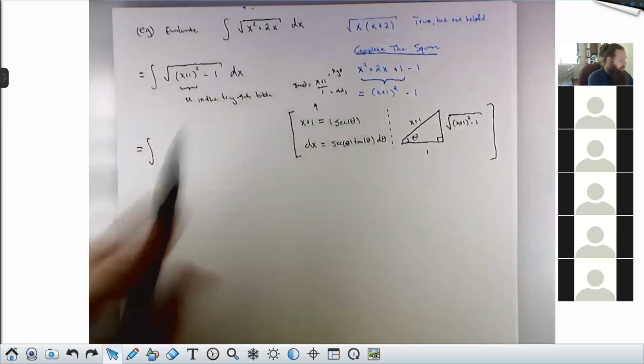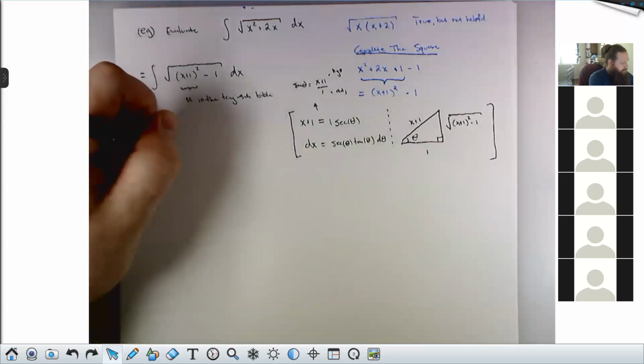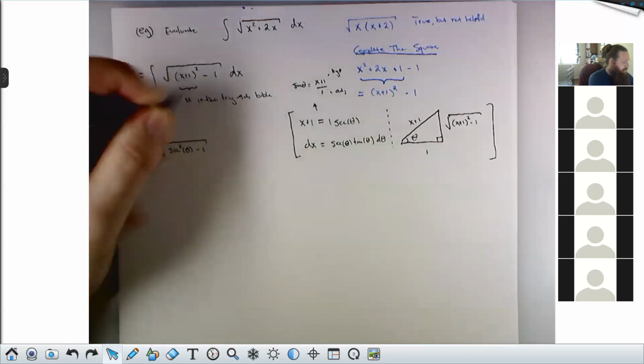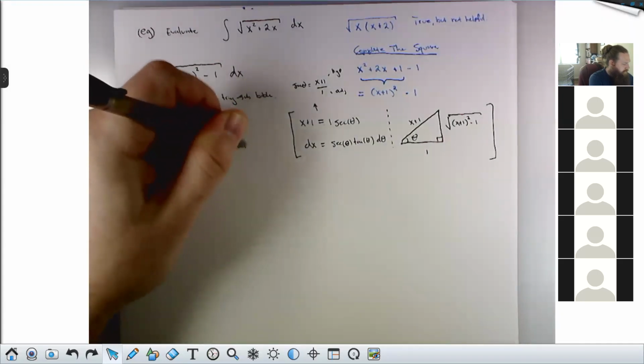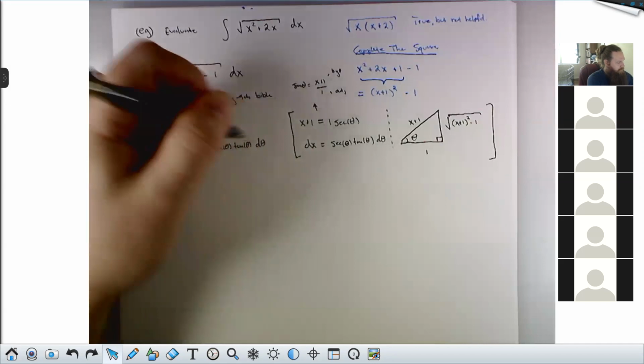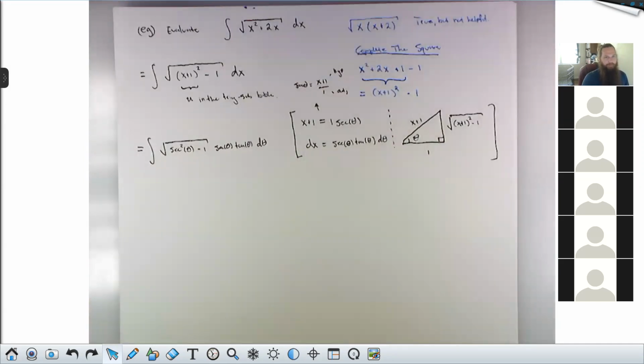X plus 1 is secant theta. So this is the square root of secant squared theta minus 1. Dx is secant theta tangent theta d theta. So that is the result. Secant squared minus 1, what's that? Tangent squared theta. Good.